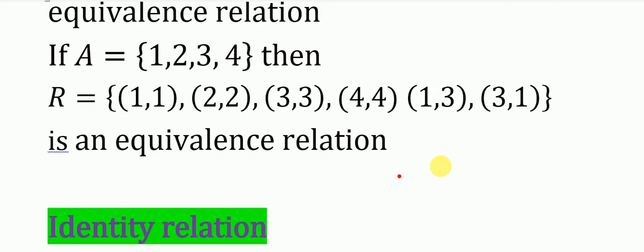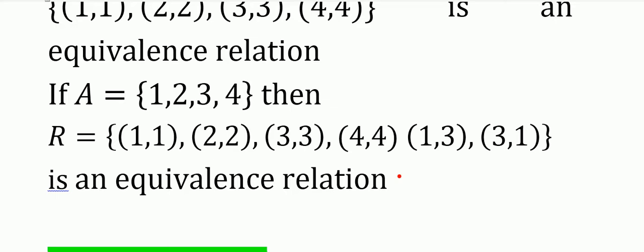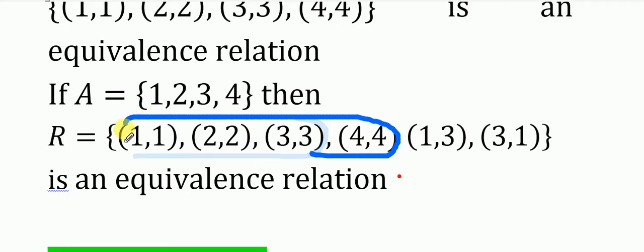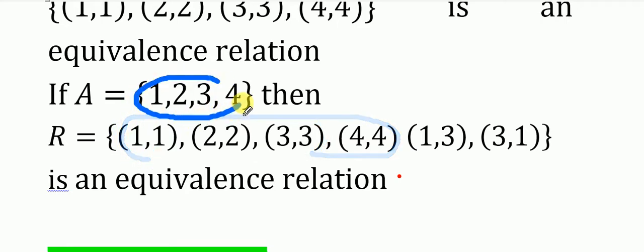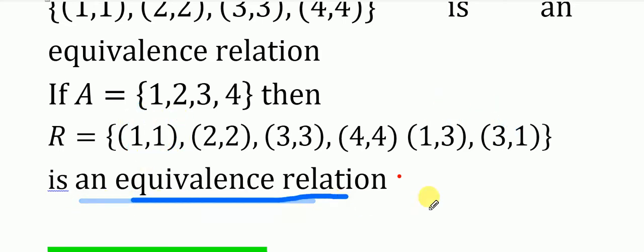So let us consider another example. R is equal to {(1, 1), (2, 2), (3, 3), (4, 4), (1, 3), (3, 1)}, which is also an equivalence relation. This is reflexive because all the elements 1, 2, 3, 4 are related to themselves, that is (1, 1), (2, 2), (3, 3), (4, 4) are present in R. And (1, 3) belongs to R implies (3, 1) belongs to R, so it is symmetric. And 1 related to 3 and 3 related to 1 implies 1 related to 1 here. So it is clearly transitive, therefore it is an equivalence relation.